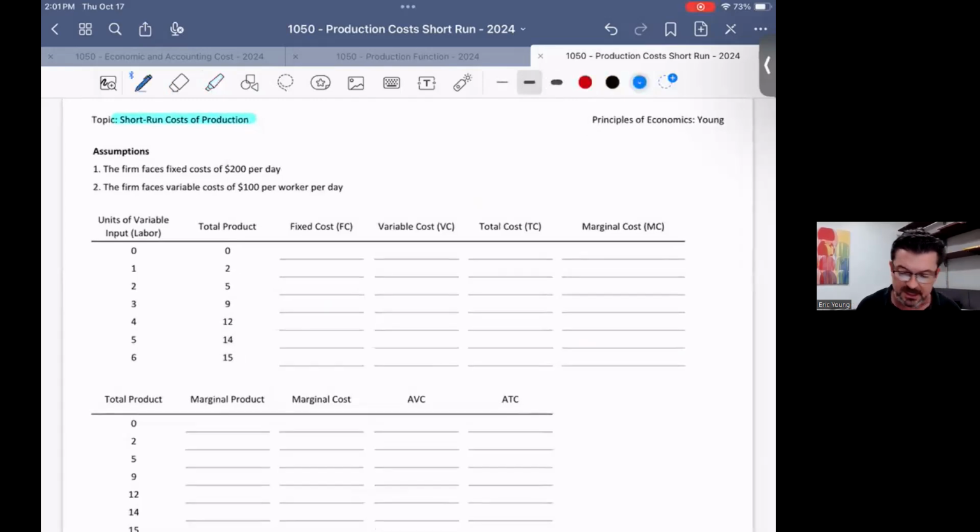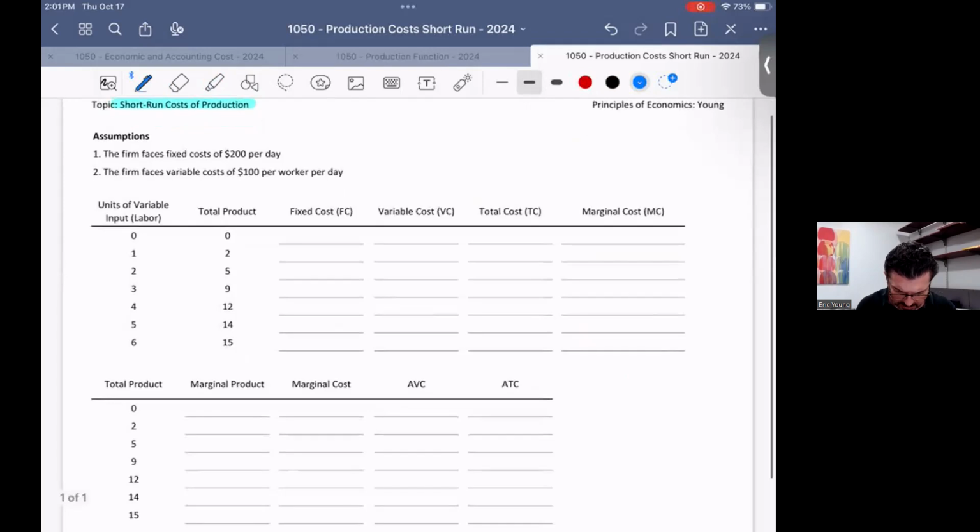So in this lesson, we're going to ask, what did the production function teach us? And we're going to try to figure out how those production function ideas affect the actual cost to buy something. First thing I want to do, take a look at the model that we're going to build up. We have a couple of simple assumptions.